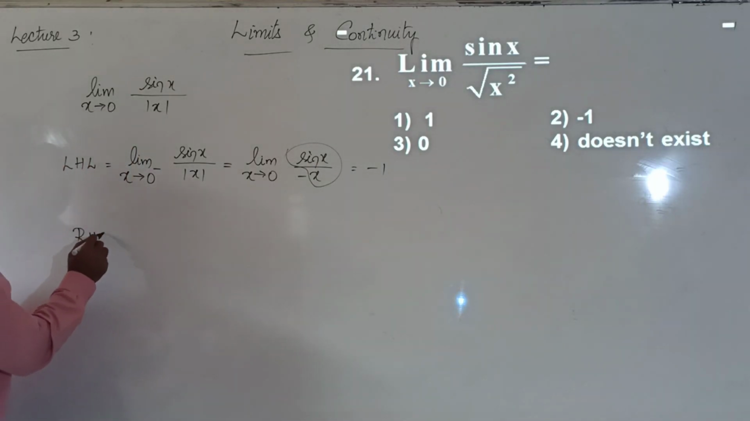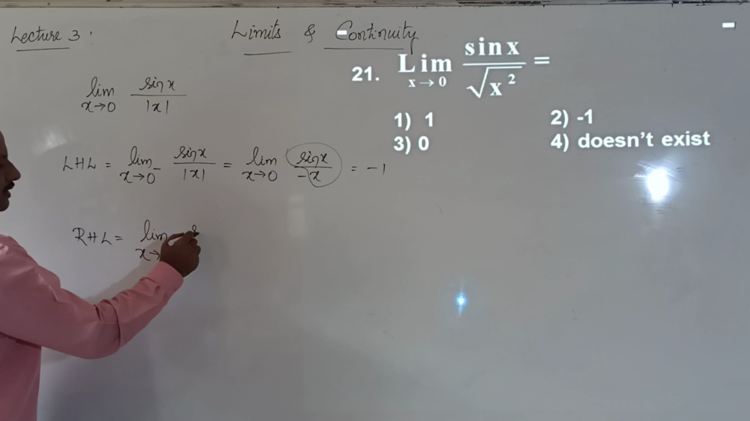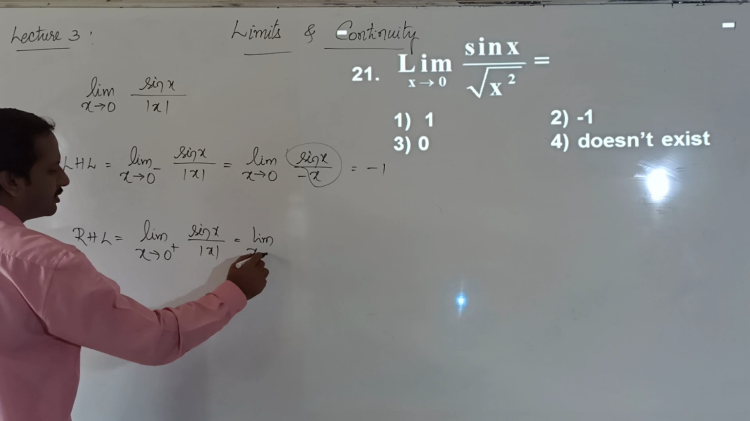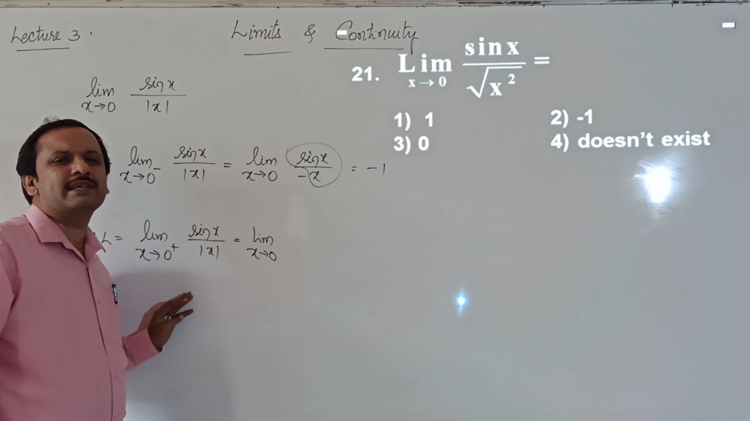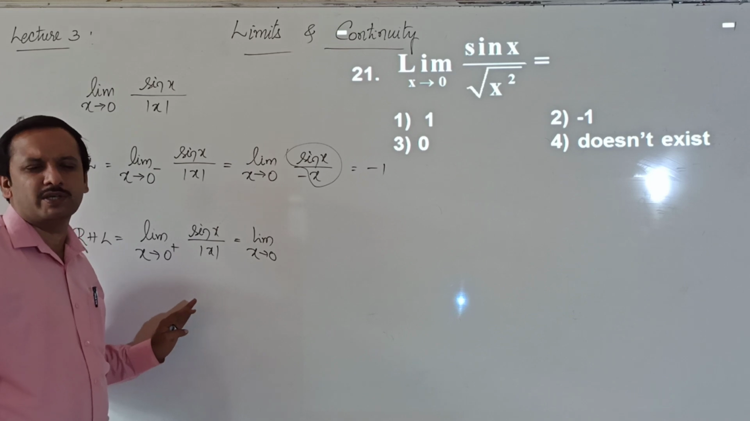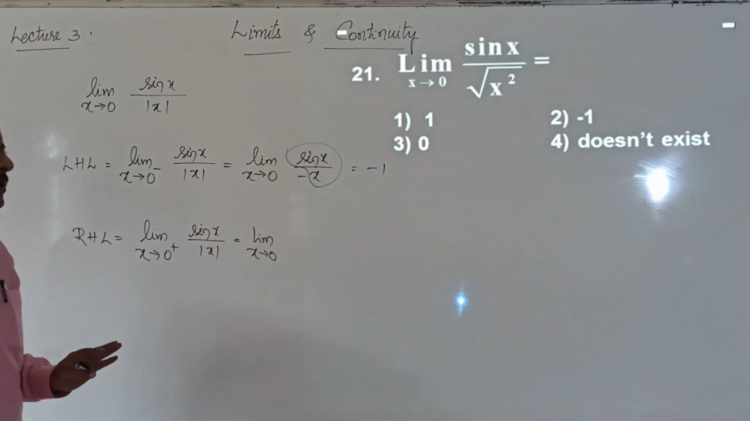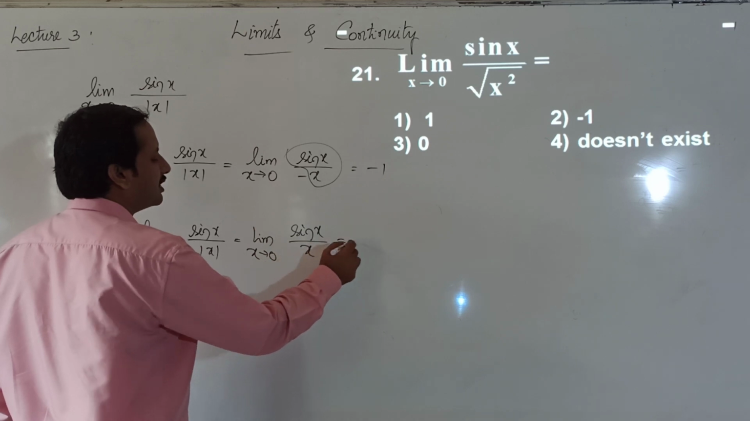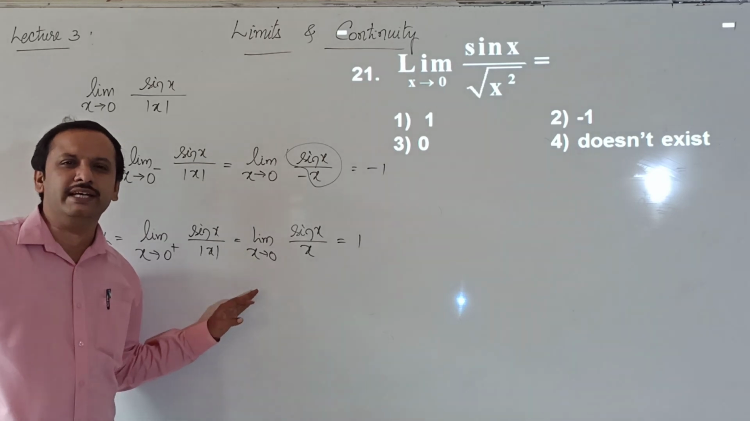Then I will find the right hand limit. Right hand limit means limit x tends to 0 plus sin x by mod x. 0 plus means x is approaching 0 from right side. When x approaches 0 from right side, x is positive. When x is positive, mod x is defined as x. So we get sin x by x, which is equal to 1. Left hand limit is minus 1 and right hand limit is plus 1. Therefore, the limit does not exist.